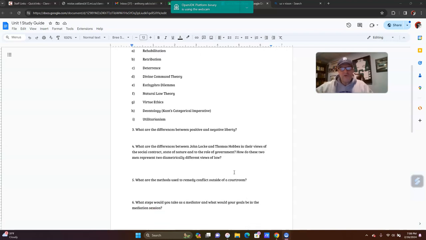Now, question 4, the differences between John Locke and Thomas Hobbes. Now, these two philosophers had very different takes on the social contract, state of nature, role of government. For the sake of time, I'm not going to break it down. But on a fundamental level, John Locke felt that people were fundamentally decent in a state of nature. People are going to do the right things and get along, and that governments exist for the people, whereas Thomas Hobbes reversed it.